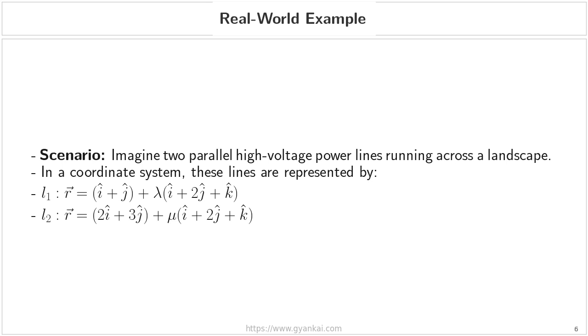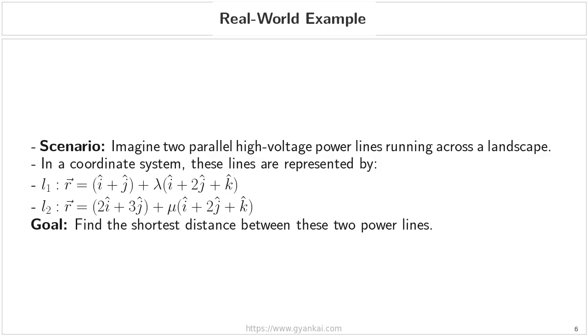Notice something important here. Both lines share the exact same direction vector, which is i plus 2j plus k. This confirms what we discussed in the earlier slides, that these lines are indeed parallel. Our specific goal for this exercise is to apply the formula we just learned to find the shortest distance between these 2 power lines. In the next slide, we will walk through the calculation step by step.